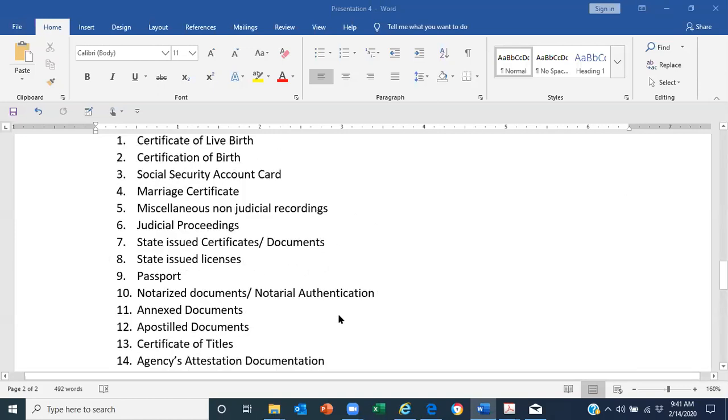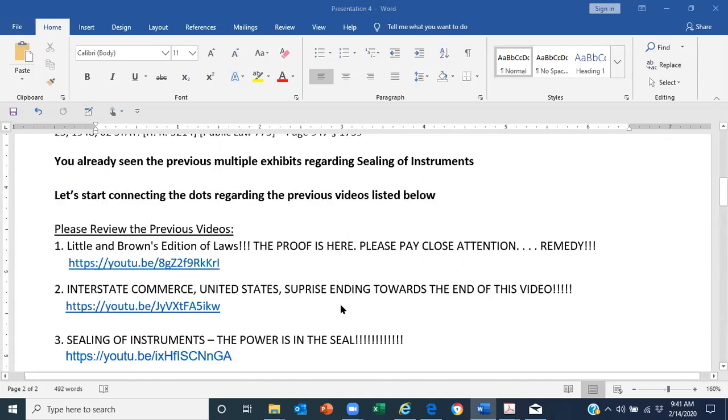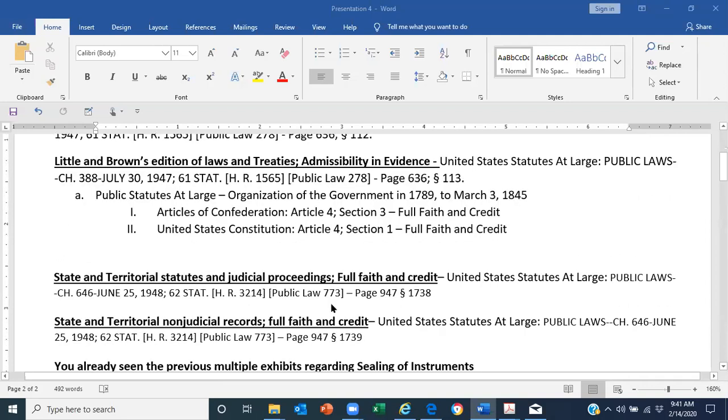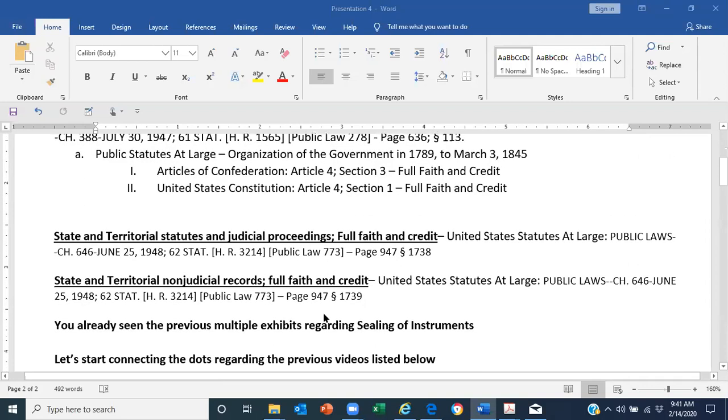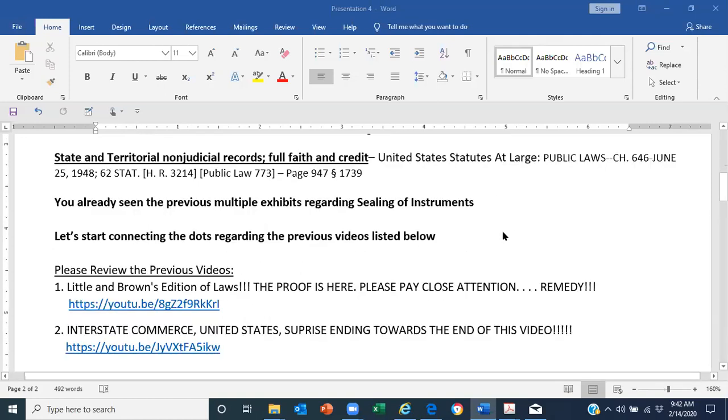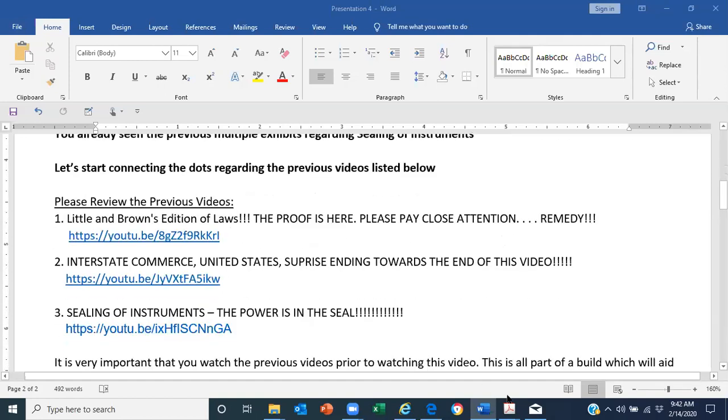Okay, so this is backed by what? Everything we just spoke about, it's supported by it. I showed you statutes at large, showed you the Little and Brown's edition of laws, etc. I showed you the state and territorial statutes and judicial proceedings with the United States statutes at large. I showed you the state and territorial non-judicial records, full faith and credit in conjunction with the statutes at large, okay? So let's take a look at some examples.